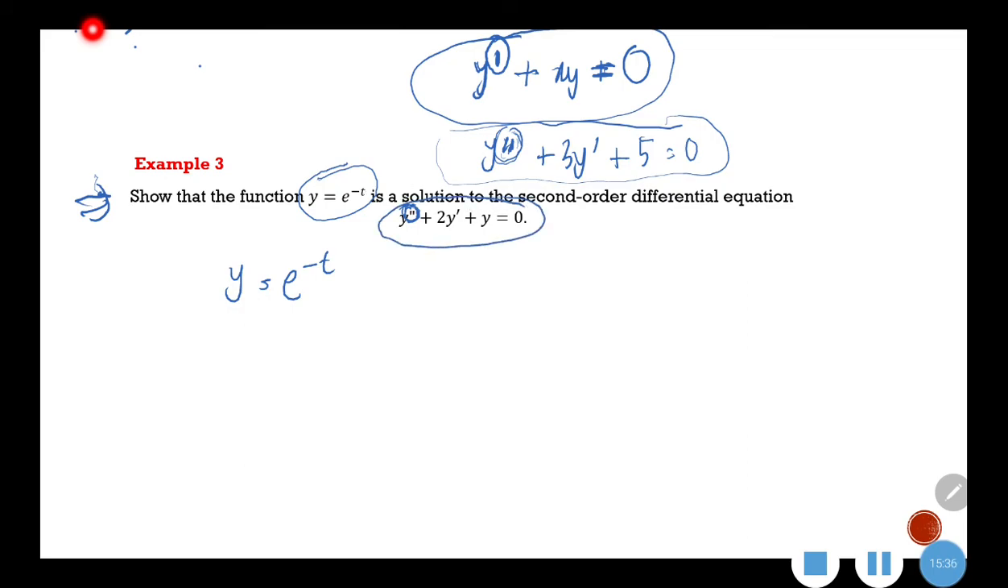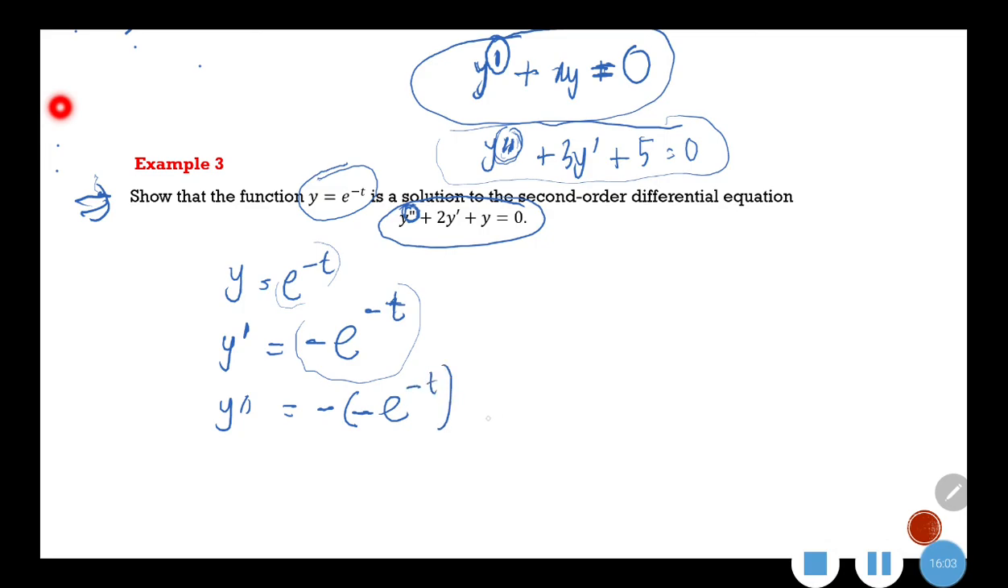You just need to find, first we differentiate one time. So differentiate e to the power of negative t. I won't discuss again how we get negative e to the power of negative t, because we have discussed this thoroughly in chapter 3. And to get y double prime, you have to differentiate one more time from here. Then negative multiplied by negative e to the power of negative t, so you get positive e to the power of negative t.